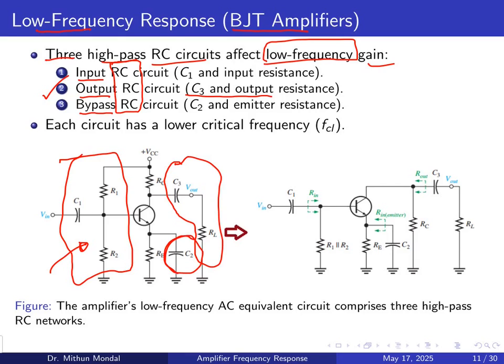If we try to simplify this network to find the low frequency response in the form of an AC equivalent circuit, then we try to see the circuit from this end. This is the input circuit. We try to see the circuit from this end, from the load, that is the output circuit. And when we look through the emitter, we get the bypass. So each circuit has a lower critical frequency, fCL.